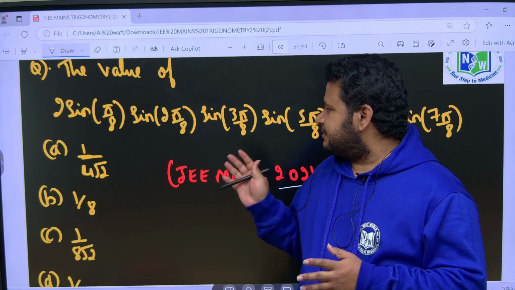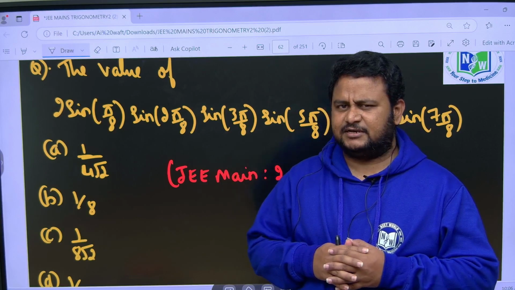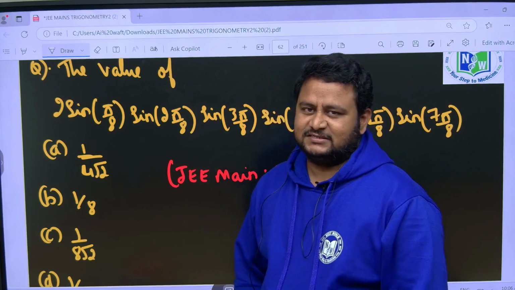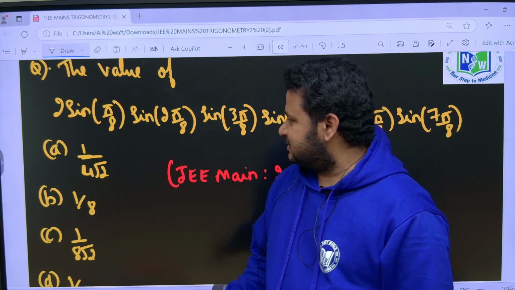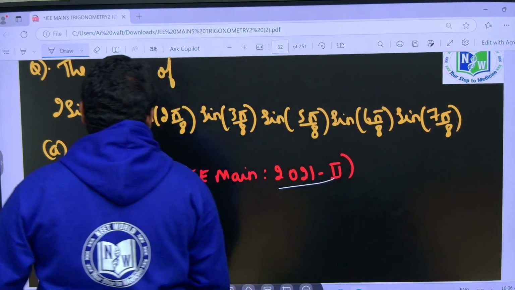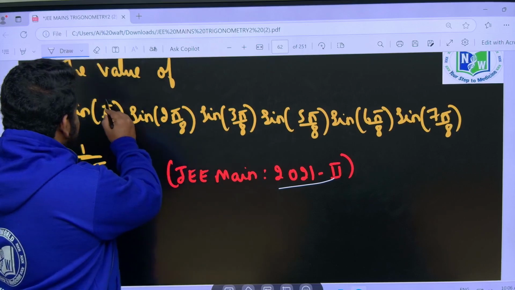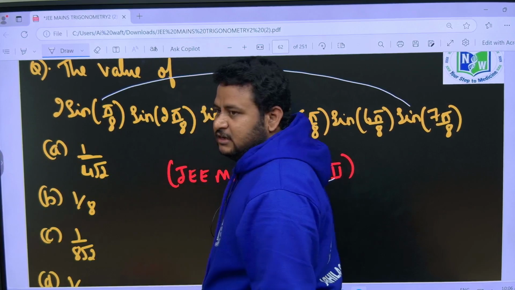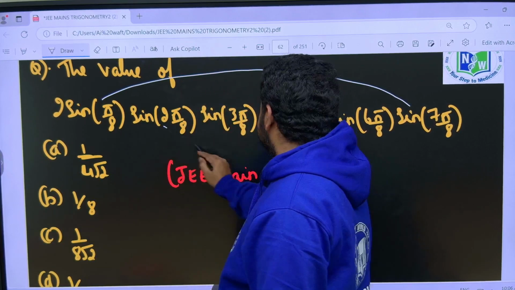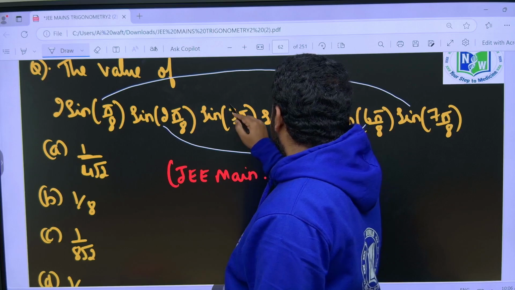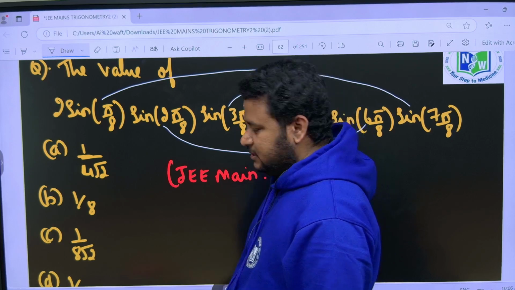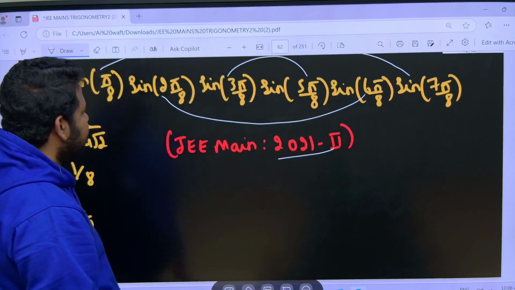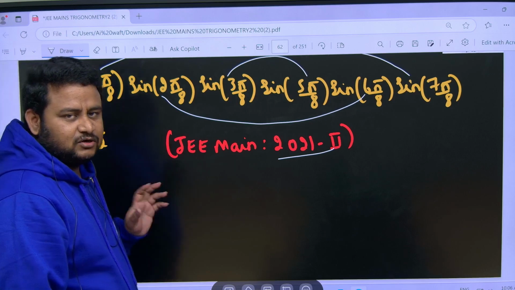It may appear pretty tricky, but in such questions what we have to do is look for commonalities. So what do I mean by commonalities? Here you can establish the relation between the first and the last term, the second and the second last term, and the third and the third last term. Based on this we will try to approach the question.